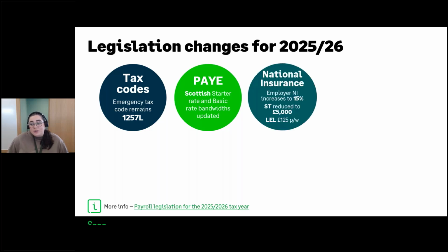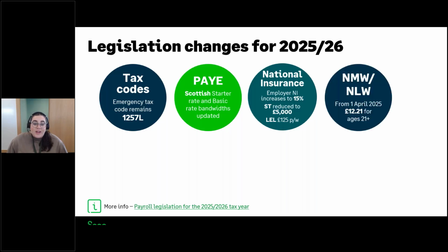Some bigger changes to national insurance this year, though. The employer national insurance rate increases from 13.8% to 15%, and this is for earnings above the secondary threshold. Also, the secondary threshold has actually been reduced this year to £5,000. So this will mean an increase in employer national insurance costs for the 25-26 tax year. The lower earnings limit as well has been increased to £125 per week from £123, and this is the level of earnings that employees need to qualify for statutory payments.